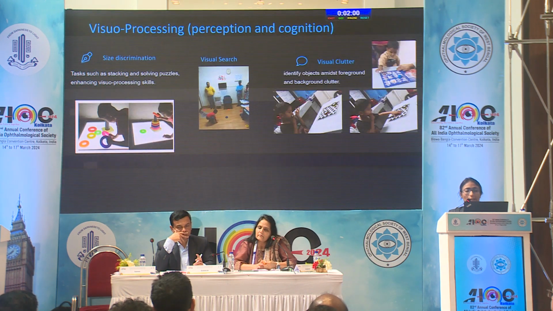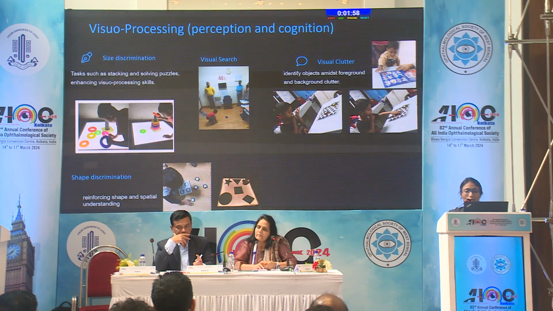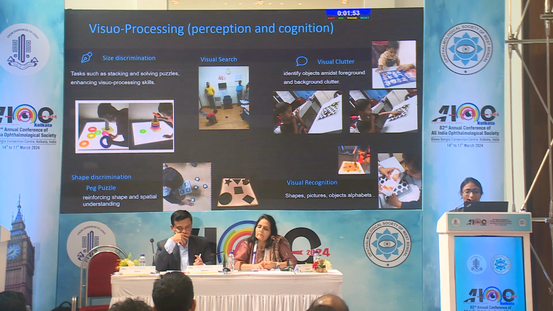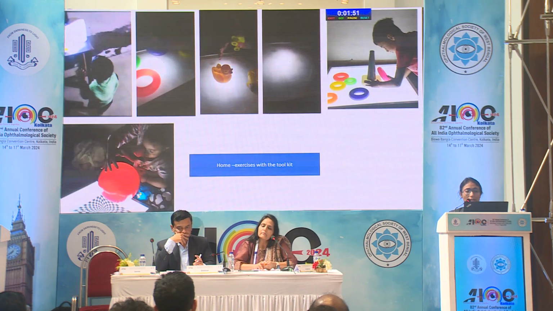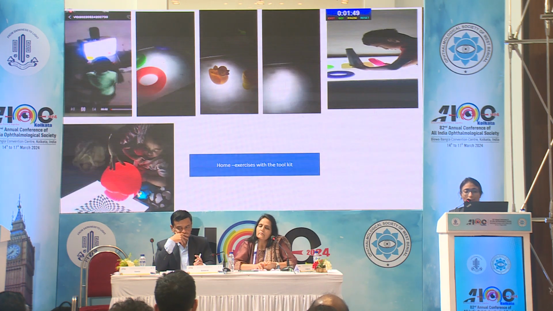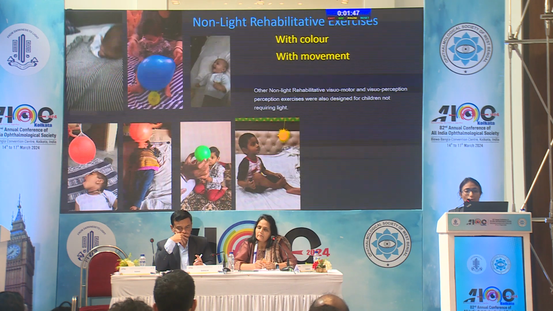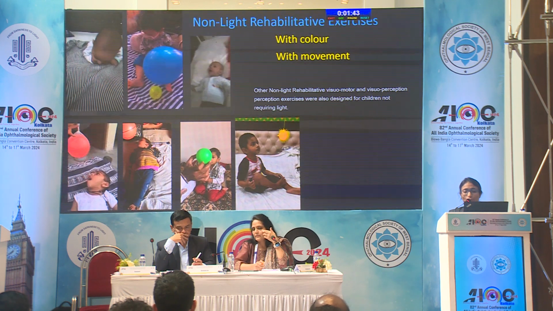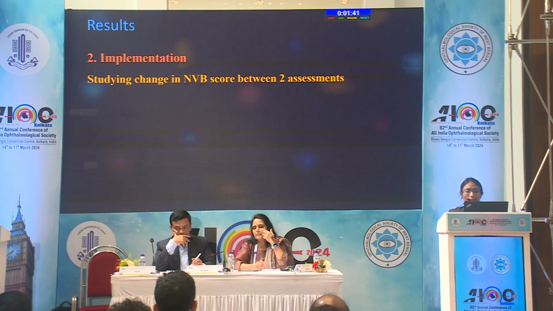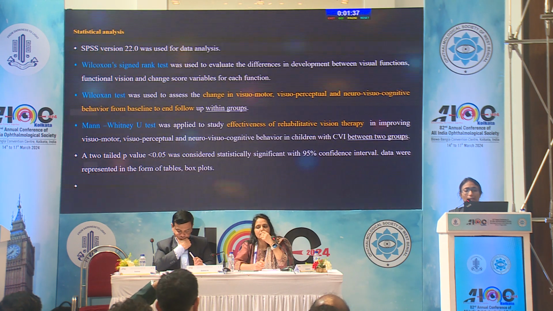The visual processing included tasks for size discrimination, visual search, tasks with visual clutter, visual discrimination and peg puzzles, and visual recognition tasks. These are some of the videos of the home exercises done by the children with the toolkit. Non-light rehabilitative exercises were done with color and with movement. The implementation was done by studying the change in the NVB score between 2 assessments in the RCT.